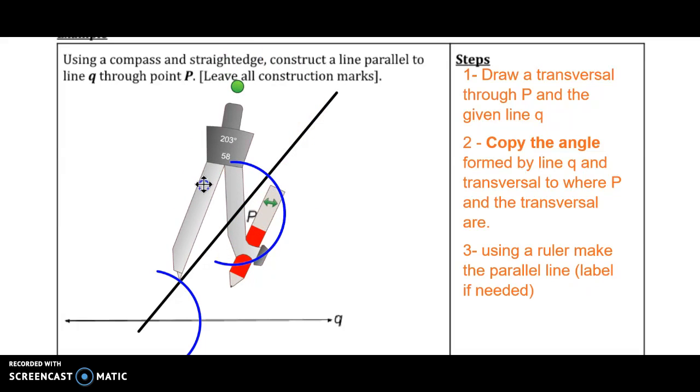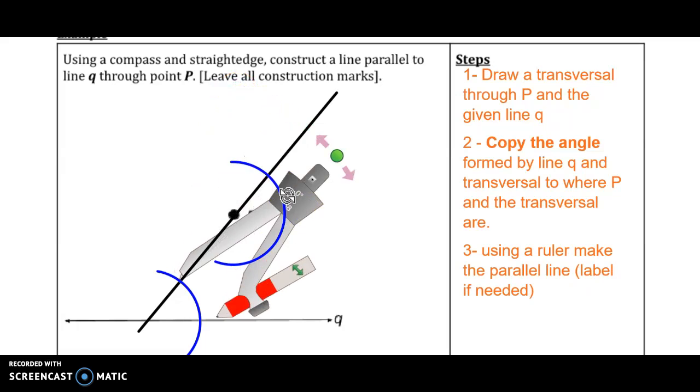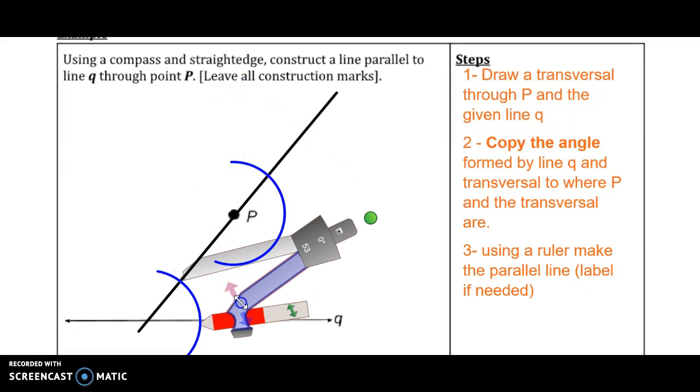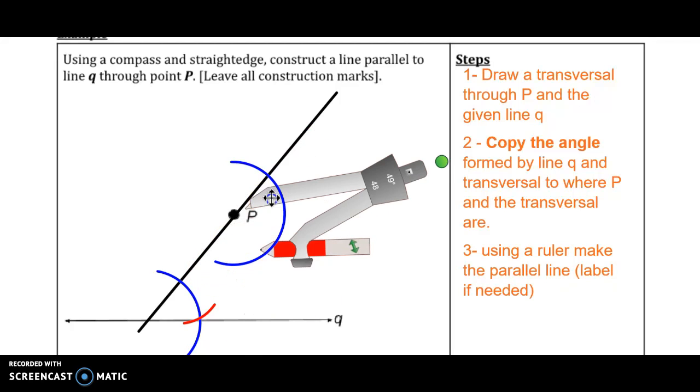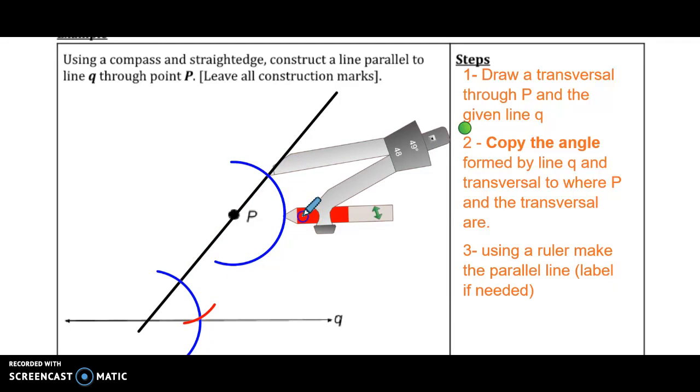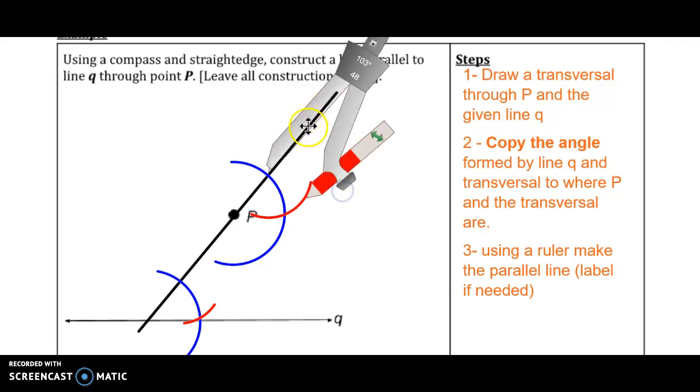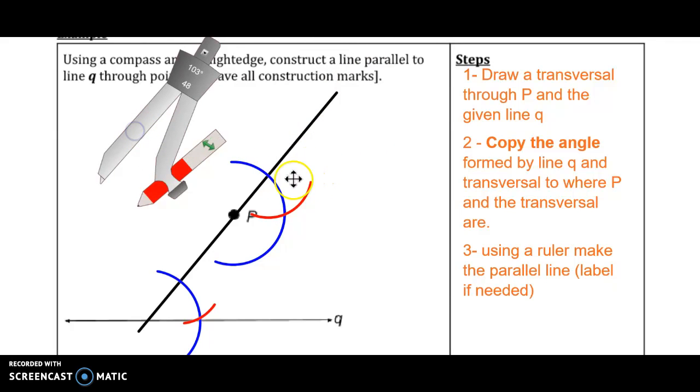So now our step is to measure the opening of the angle that we made with line Q. And I'm going to slide my compass up the transversal and make that same measurement where the arc that I made in blue intersects the transversal.